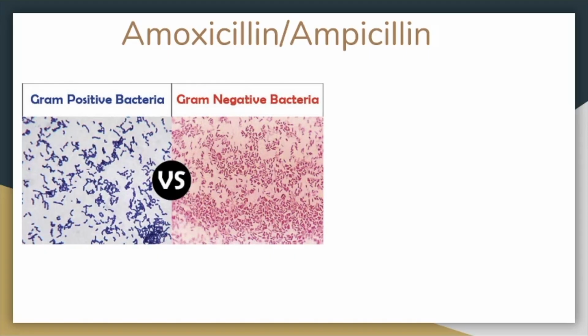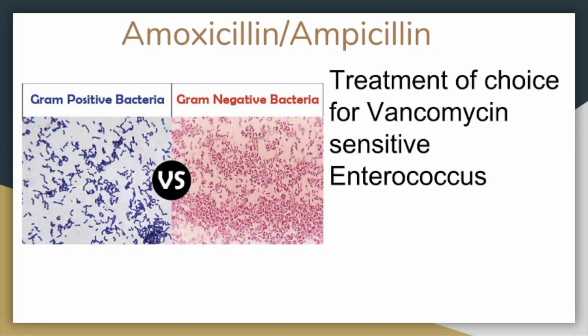Next is our Amoxicillin and Ampicillin. So what I love about these is this is when you really start getting a little gram-negative coverage in your penicillin group. So I have just two examples of gram-positive and gram-negative bacteria.